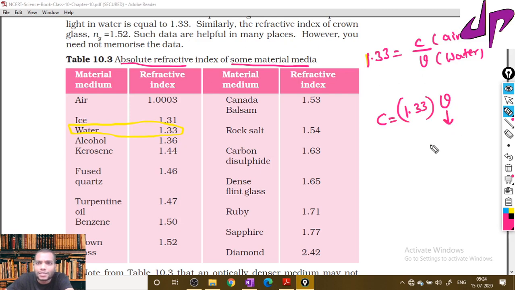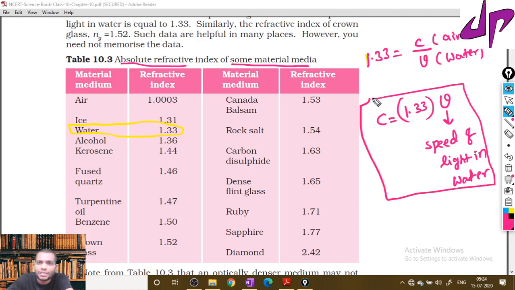Here v is speed of light in water. So I can say this in words. To make equal, c is the speed of light in vacuum, so it is the highest value. So c equal to 1.33 times speed of light in water. Or in other words, you can say the velocity of light decreases in water. How many times? It decreases 1.33 times in water. So this refractive index value gives this kind of information.